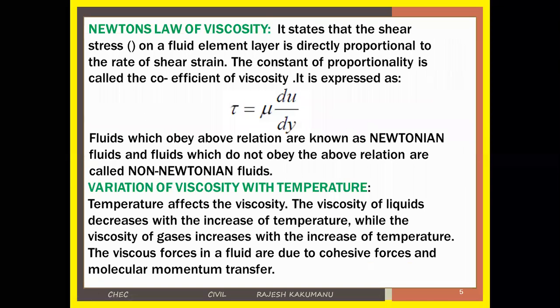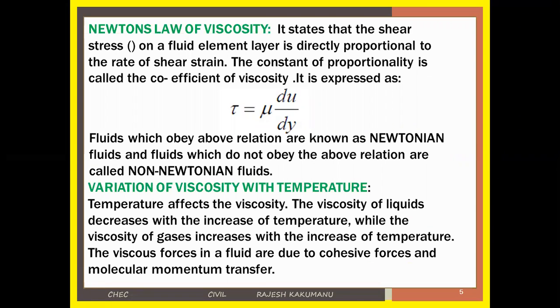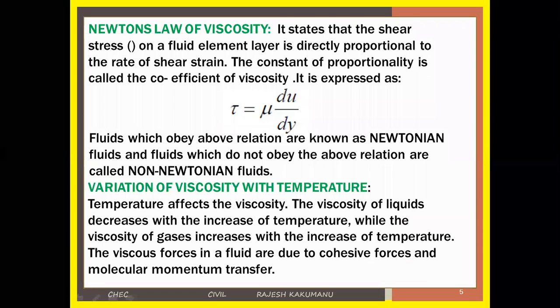Next one. So Newton's law of viscosity. As you already know, Newton's law of viscosity. So what is Newton's law of viscosity? It states that the shear stress tau on the fluid element layer is directly proportional to the rate of shear strain. Therefore, the constant of proportionality is expressed as tau equals mu du by dy.